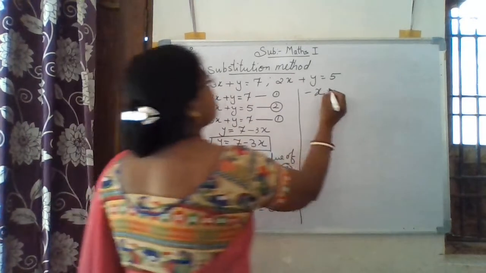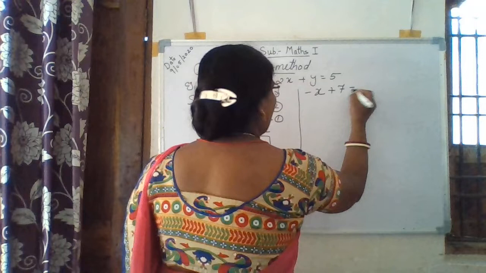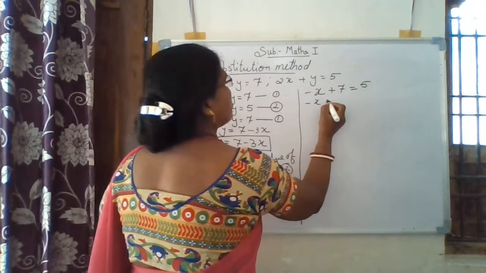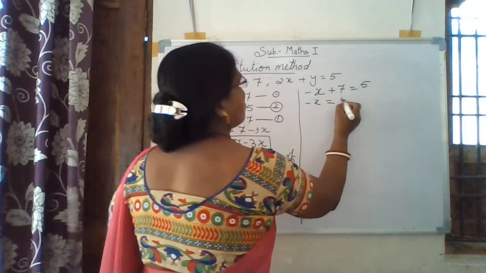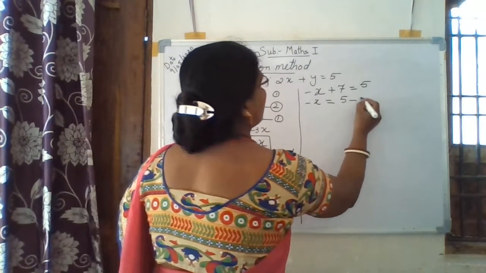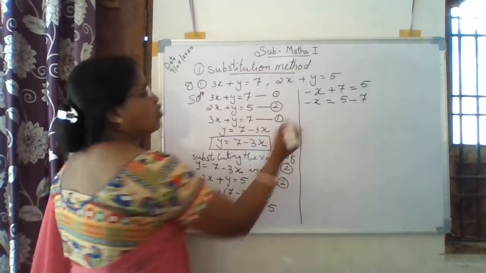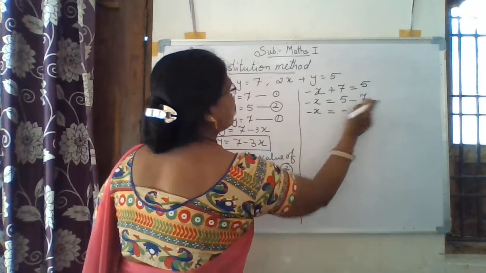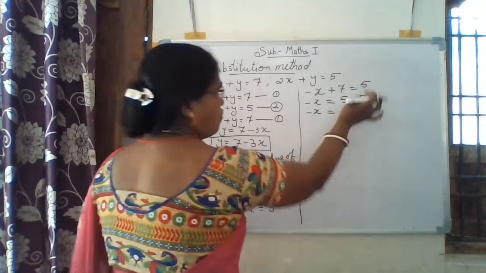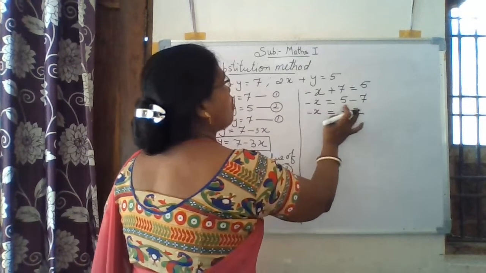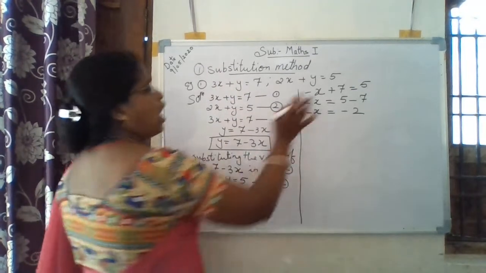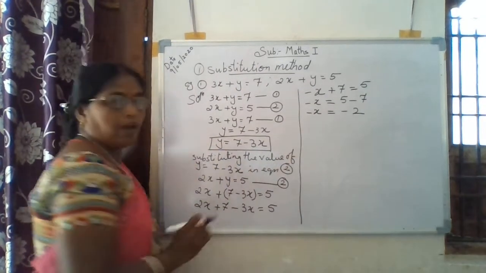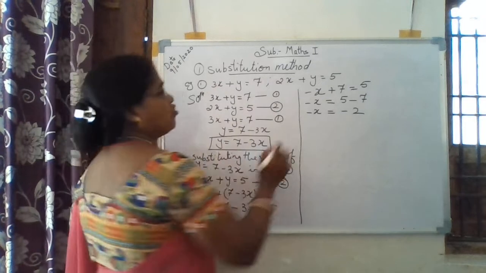Minus x plus 7 is equal to 5. So now minus x is equal to 5, and 7 I transfer there, it is minus 7. So therefore I now get minus x is equal to minus 2. Again, both the numbers have different signs. Subtract the smaller number from the greater one and put the sign of the greater number. So on both sides we have got minus x is equal to minus 2.